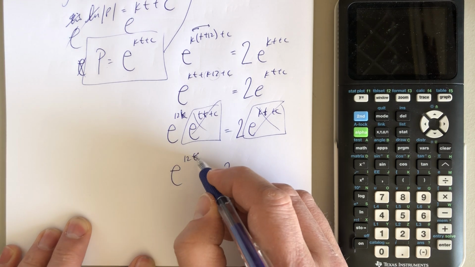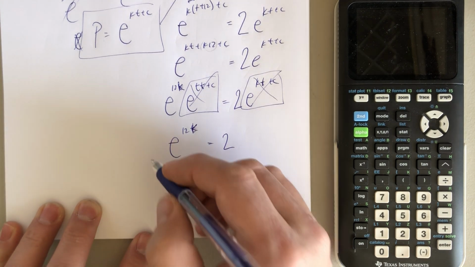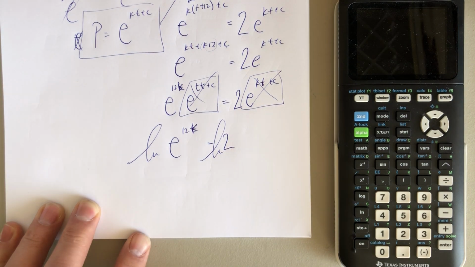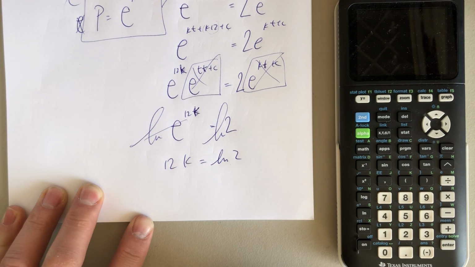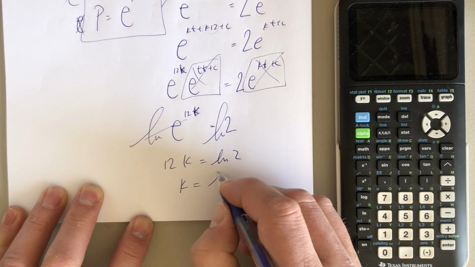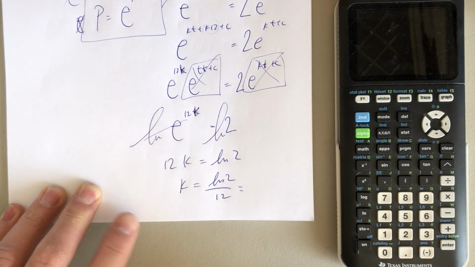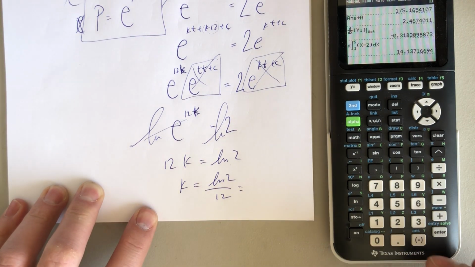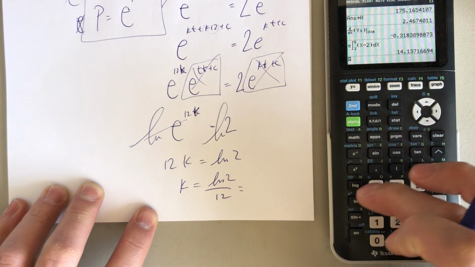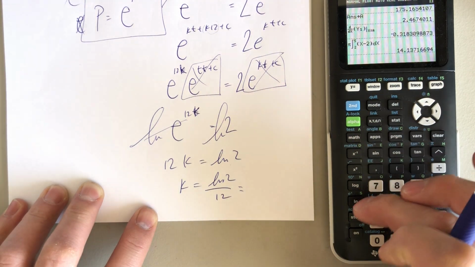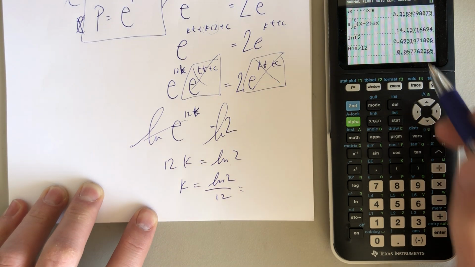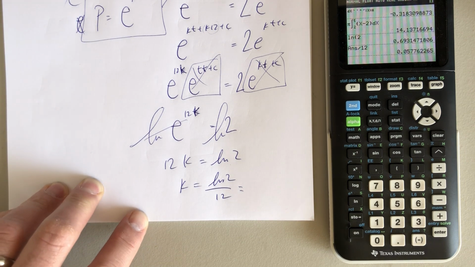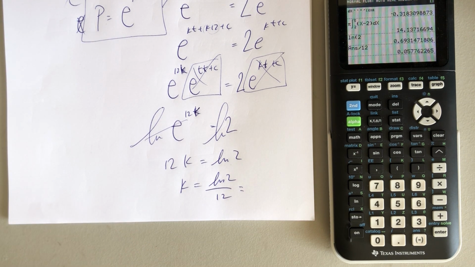How do I get k all by itself? That's a k. I need to ln both sides, natural log both sides. And that cancels out, 12k equals ln 2. To get k by itself, I have k equals ln 2 divided by 12. Wow, all that work, right, for that. So ln 2 divided by 12 is 0.058. So I bring back my answers, which are right here.